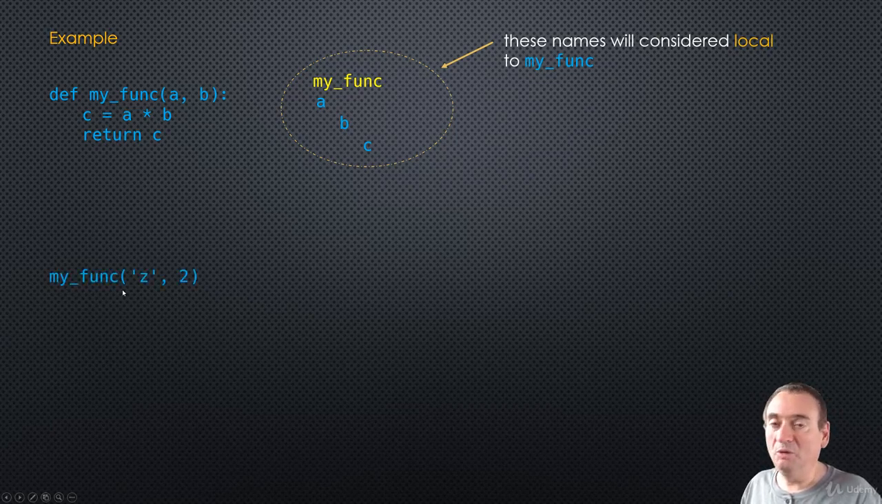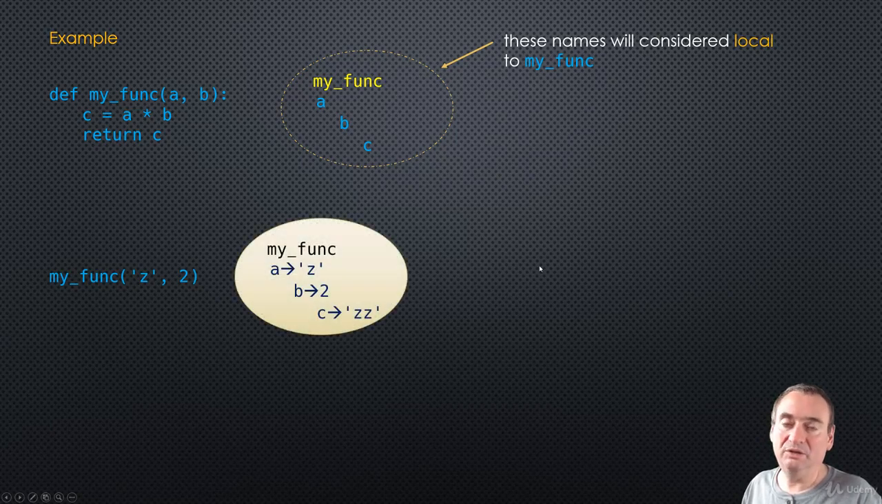So now if we call myfunc(z, 2), what happens? Well, now Python creates a scope. And the scope is of this function as it's running. So when the function runs, we have these three variables a, b, and c that are in the local namespace. And they have values z, 2, and zz. Now once the function exits, the scope, by the way, goes away because the function is finished, so that scope is no longer needed and it's cleaned up. And we'll come back to that in a second.